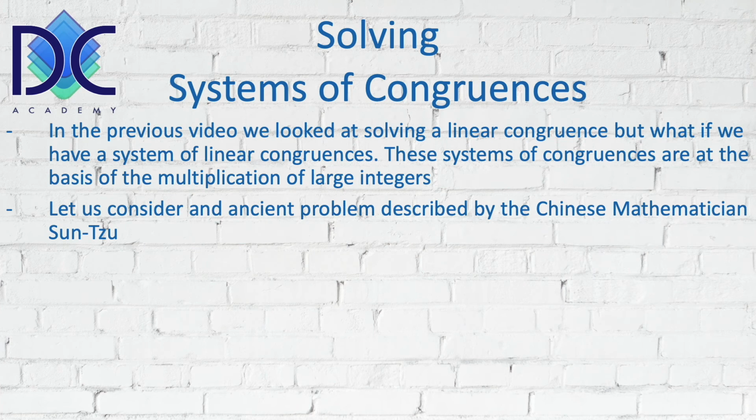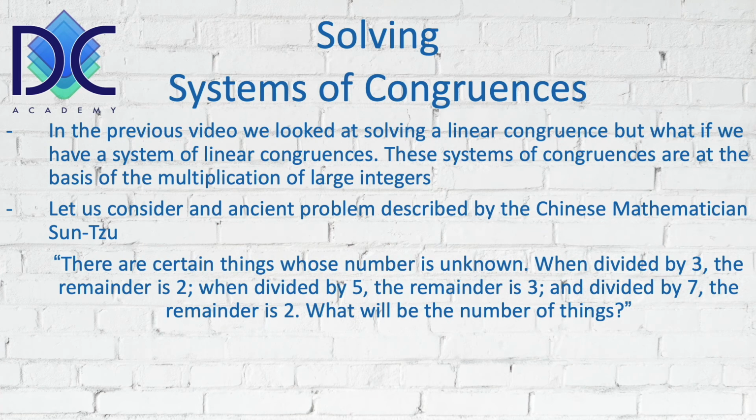Now, let's have a look at a problem that has been described by the Chinese mathematician Sun Tzu, which said that there are certain things whose number is unknown. When divided by 3, the remainder is 2. When divided by 5, the remainder is 3. And divided by 7, the remainder is 2. What will be the number of things?